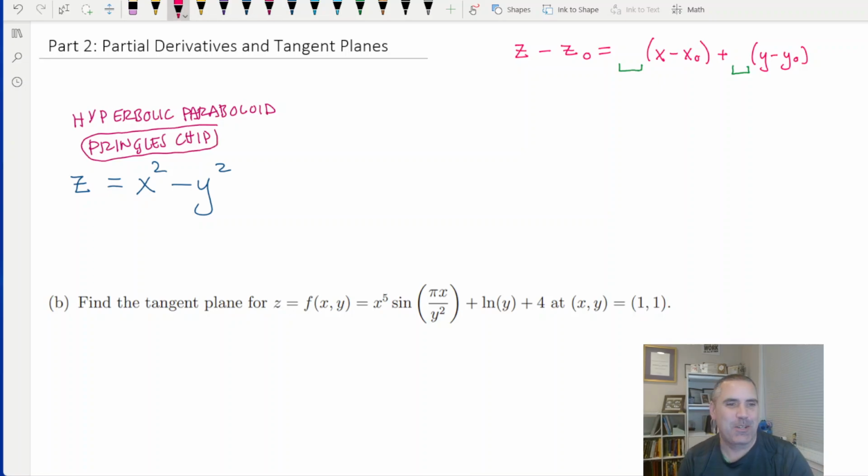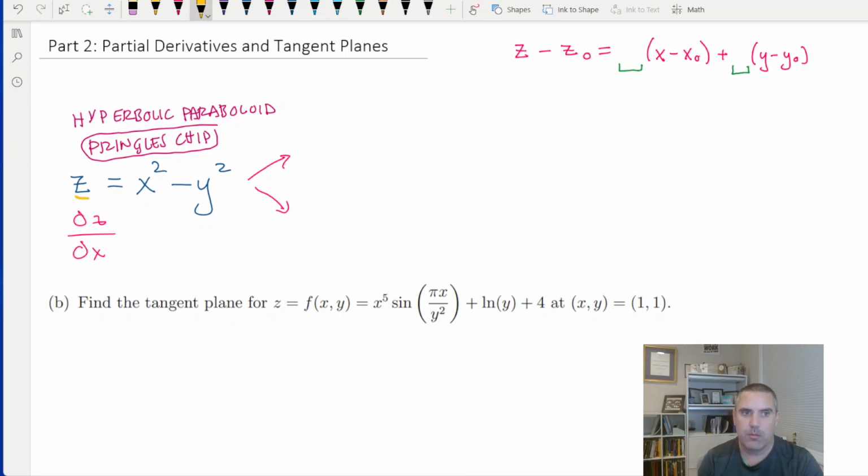That was their commercial. Anyways, the partial derivative is a very particular skill. When I ask for dz dx, I am saying there's only two variables in the problem, z and x, and y is going to be treated like a constant. So you should know at this point, it should be starting to become second nature, that dz dx is 2x.